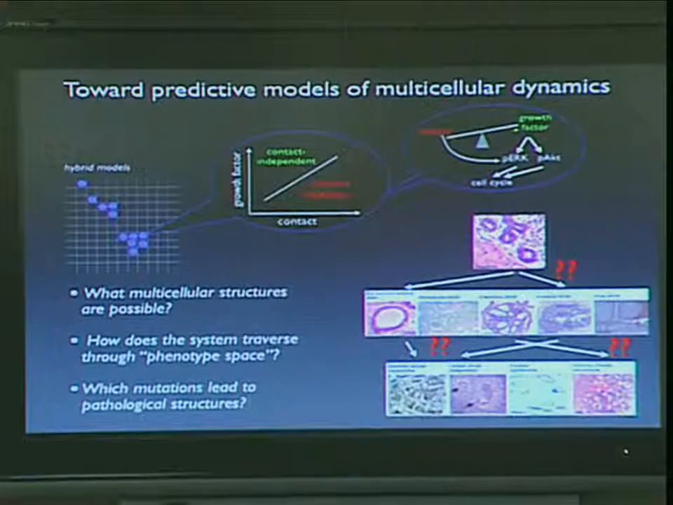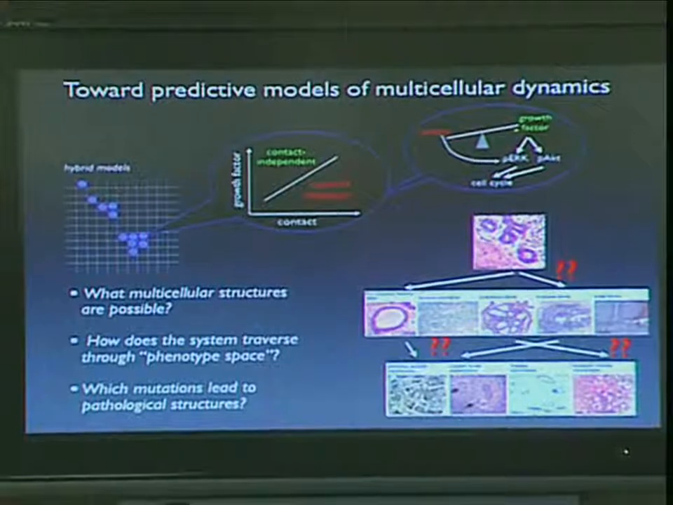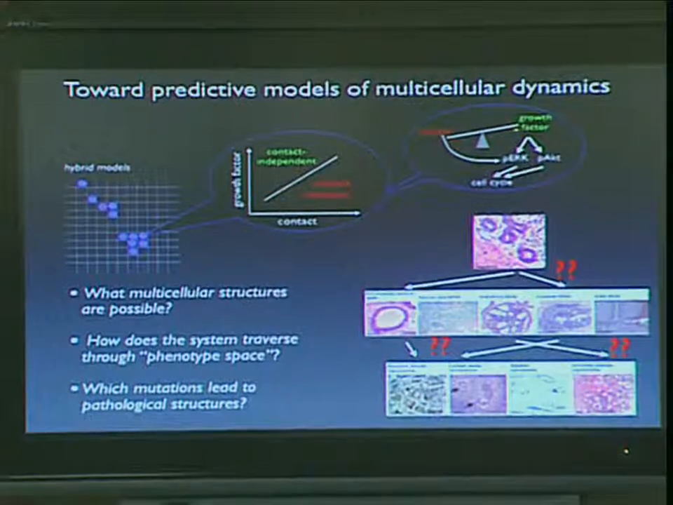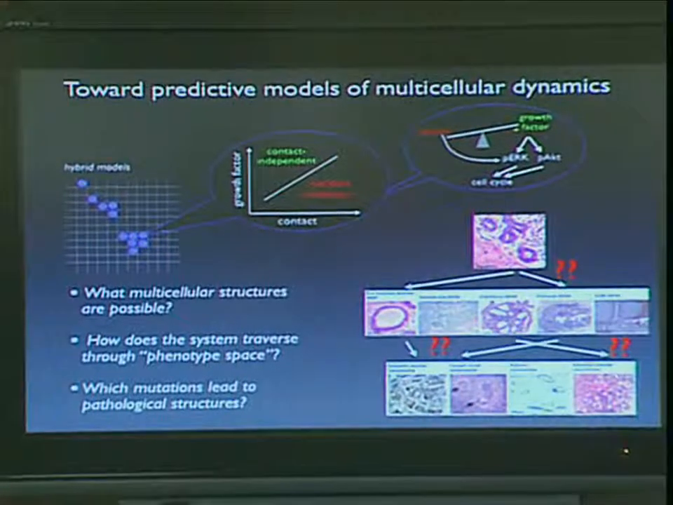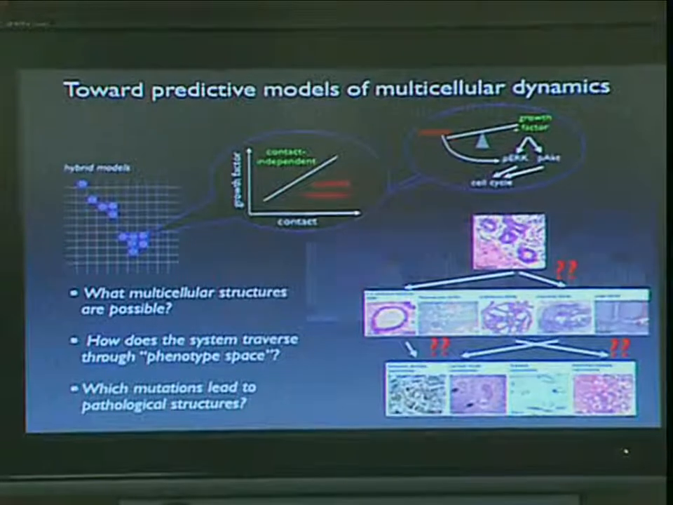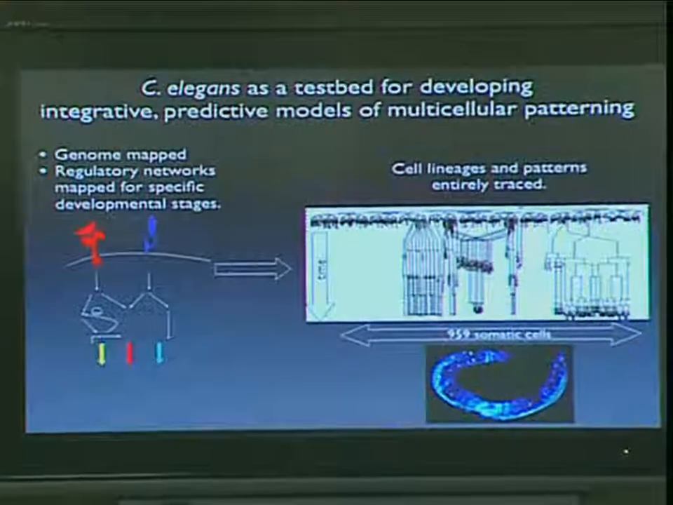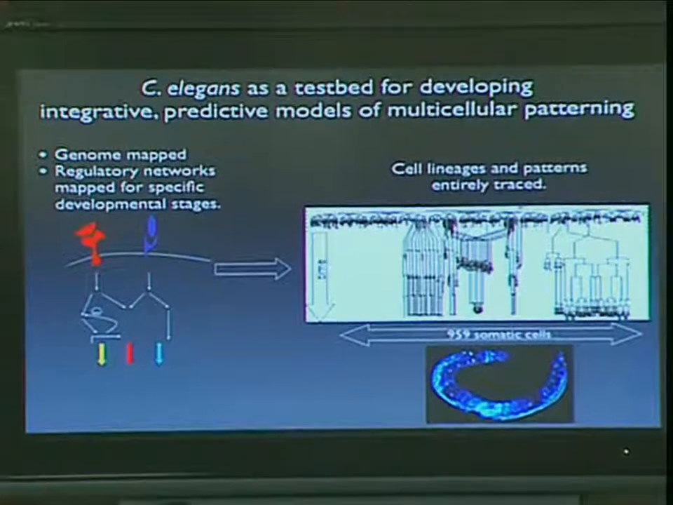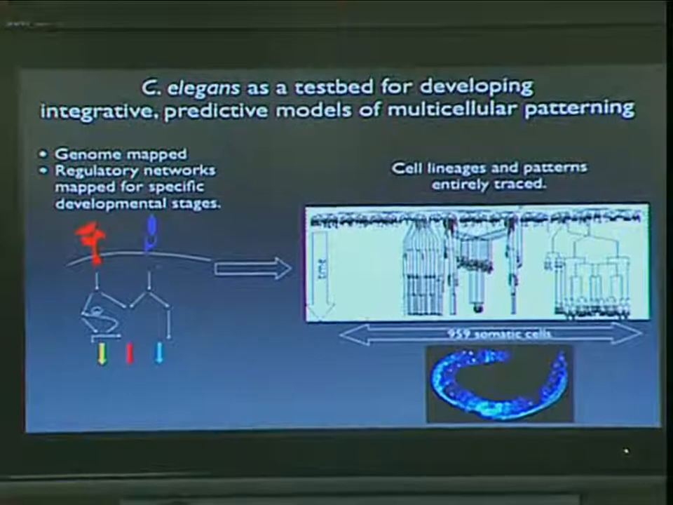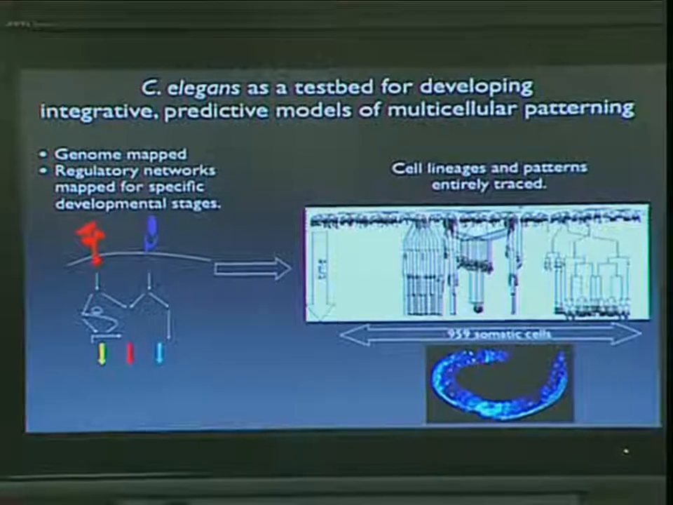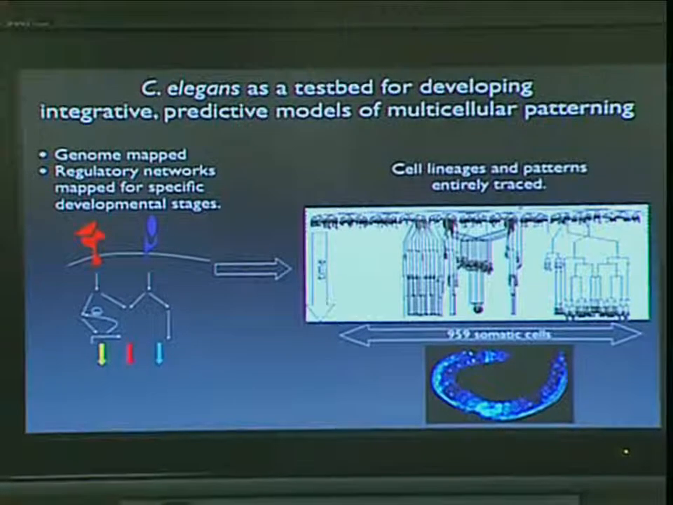What are all the structures that are possible? How does the system explore phenotypic space as you play with certain parameters? And what are all the mutant structures that are accessible to a system? And I think these are the kinds of questions we want to answer in the context of cancer. We've been looking at it in the context of C. elegans initially because of the following advantage, and that is, in C. elegans, we understand fairly clearly how the adult organism comes about from a single fertilized egg.